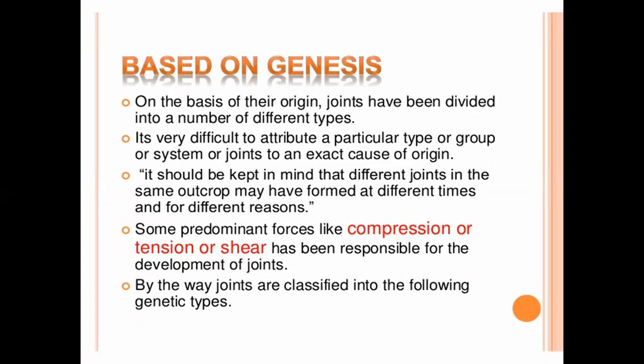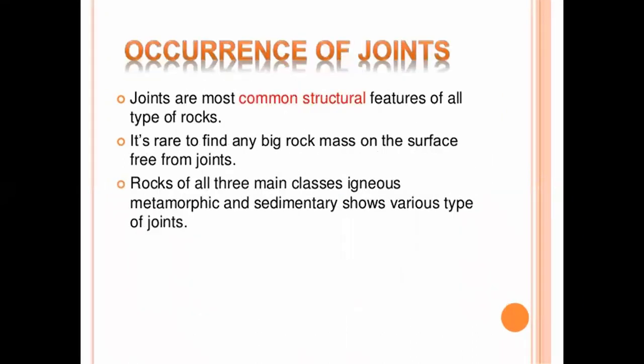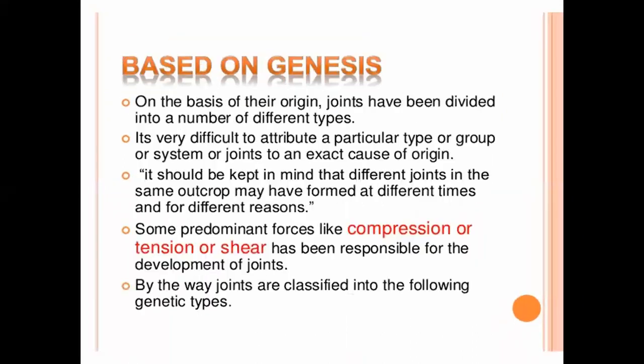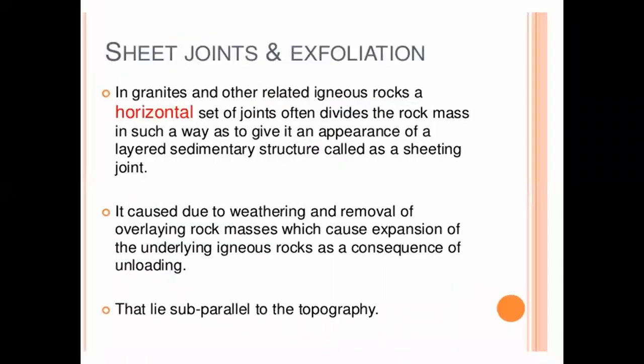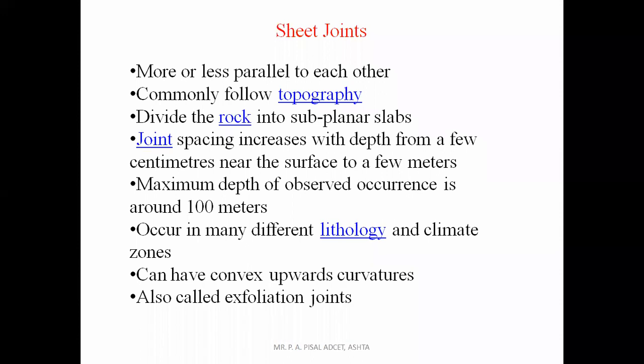Now, based on genesis, this classification is very important. Based on genesis, you have to remember two types of joints. One is the columnar joints and the second one is the sheet joints. Okay, based on genesis, two types of joints: one is the sheet joint and the second one is the columnar joints.